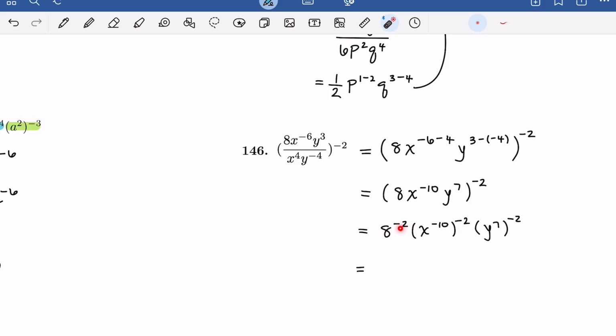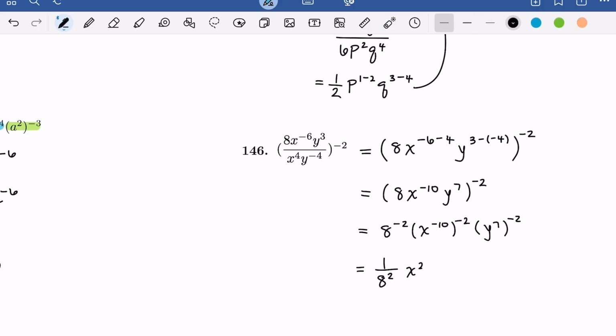Notice we have 8 raised to the negative 2nd power. Let's already write this with positive exponents. This is going to be 1 over 8 squared. Now for the second term here, we know that our power rule says that if we have an exponential expression raised to a power, we're going to take the product of these two exponents. So this is going to be x raised to the negative 10 times negative 2.